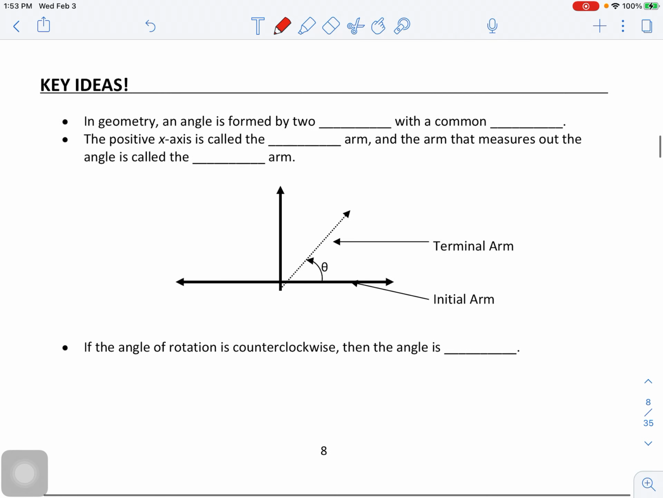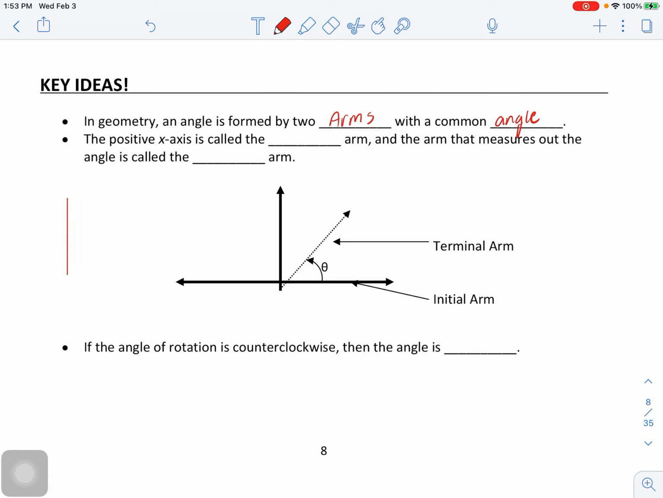So let's move forward. Let's look at some key ideas here. In geometry, an angle is formed by two what's called arms with a common vertex. So of course, in order to make an angle, you just need two arms. Now, within Math 20-1, we really focus on specific arms. So understand what the positive x-axis is.